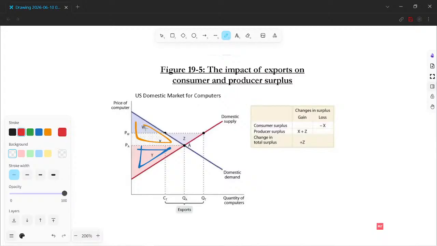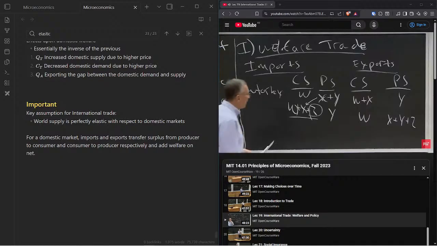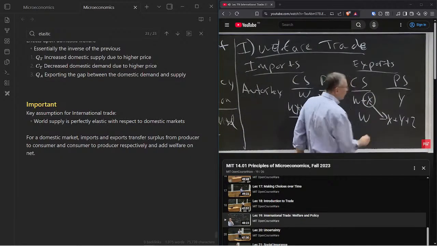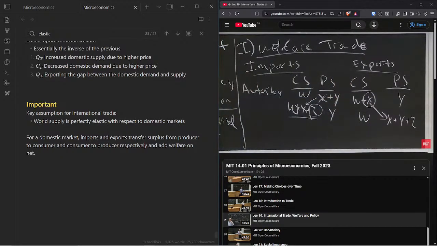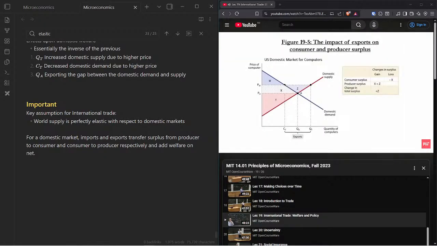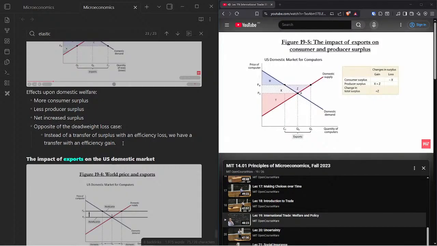Now what happens under trade? Well, under trade, you move from PA to PW. So consumer surplus shrinks. It's only W. Consumers aren't getting as much surplus because they're paying more for computers. But what's producer surplus now? Well, it's X plus Y plus Z. So we have the flip case. Now we've transferred surplus from consumers to producers, and producers have also gotten Z. So it's a transfer with a gain. You've got consumers losing by X, producers winning by X plus Z. Total social welfare goes up by the area Z.